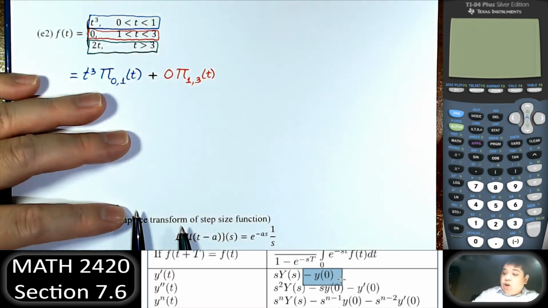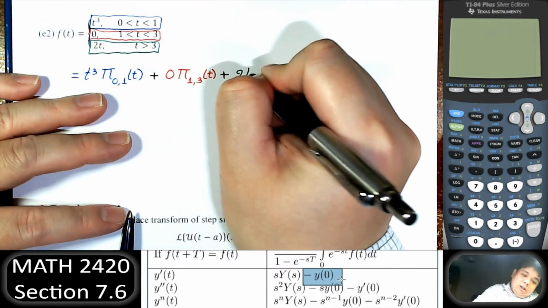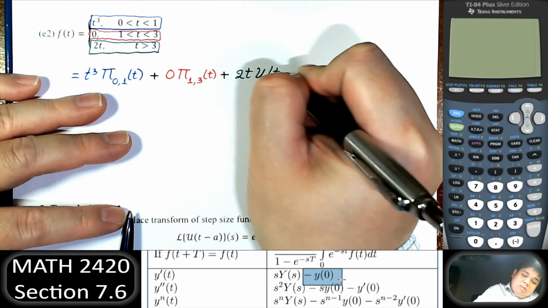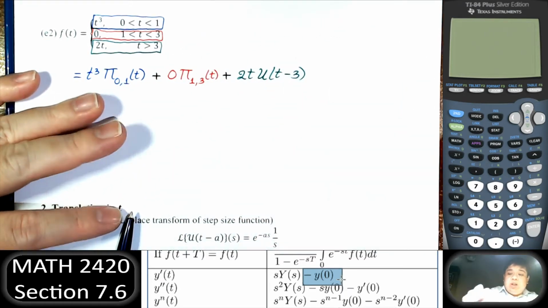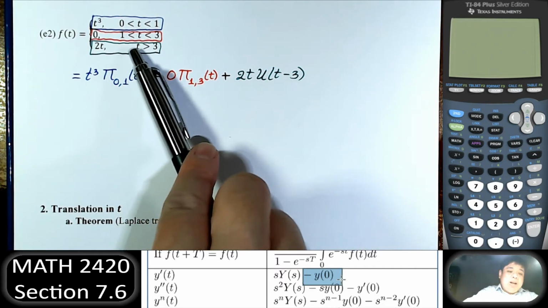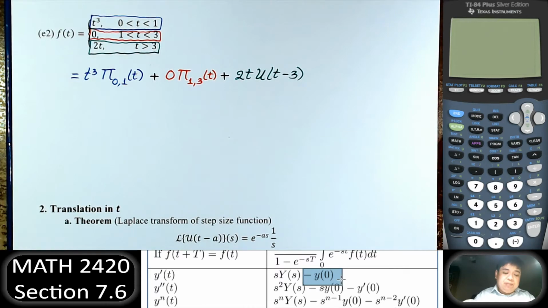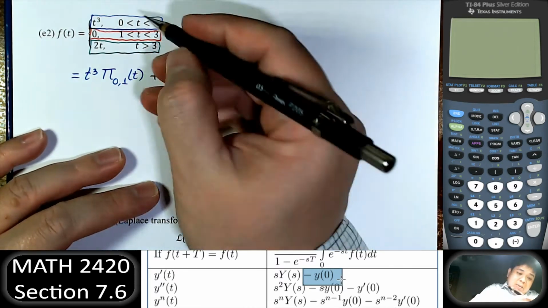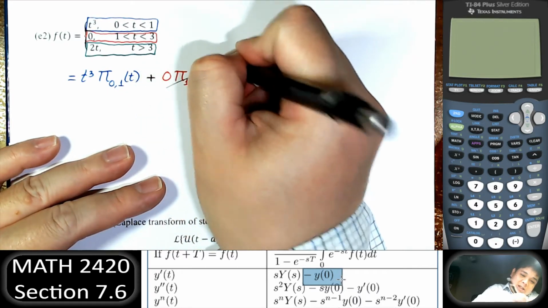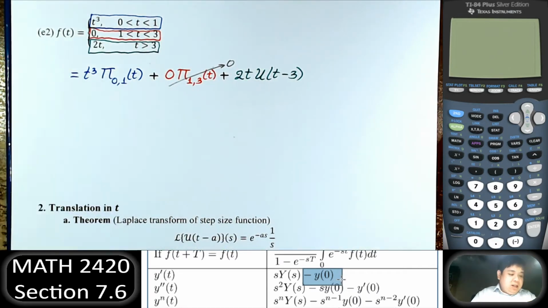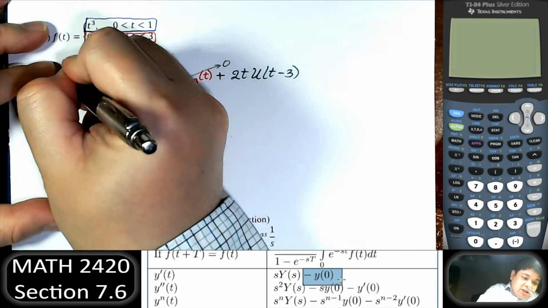So in that case, we do not need the window function. We just want to say 2t u of t minus 3. So if it is just greater than, don't use the window, just use the u. And let that be greater than 0, so t minus 3 greater than 0. Because 0 times anything is 0. And now we'll rewrite these windows using the unit step function.